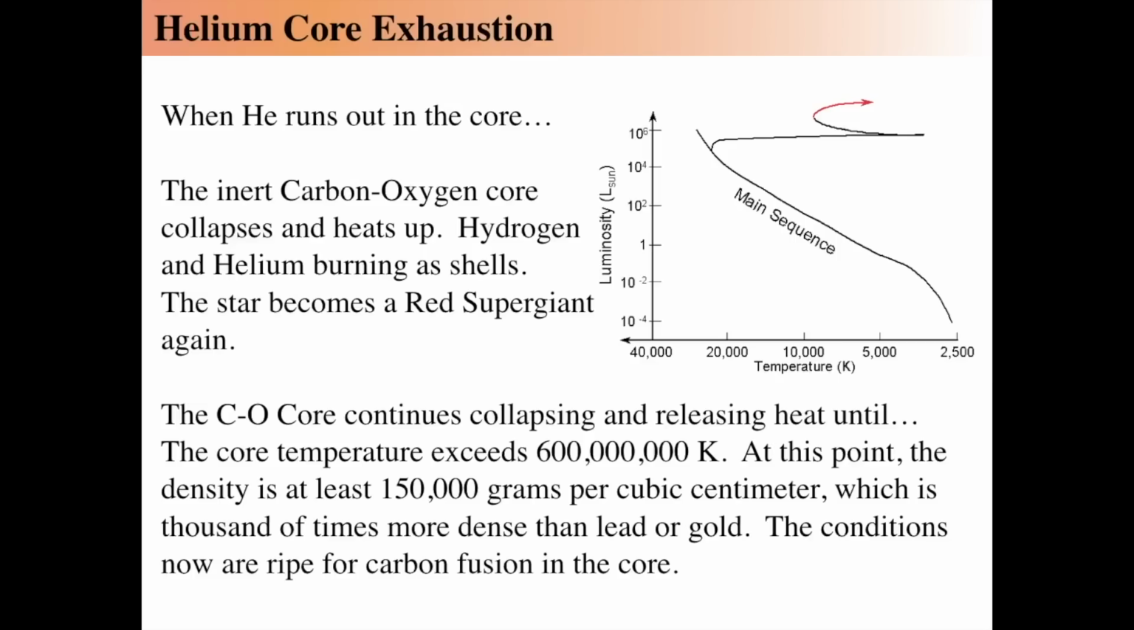It's up to about 150,000 grams per cubic centimeter, which is 1,000 times more dense than lead or gold. A typical cubic centimeter of gold might weigh about 19 grams, but this star, which is a gas, will weigh 150 kilograms per cubic centimeter. And it's still a gas. It's just really bizarre. It's not a solid, even though it's 1,000 times more dense than lead and gold. Finally, we can get to the point where carbon fusion can occur.